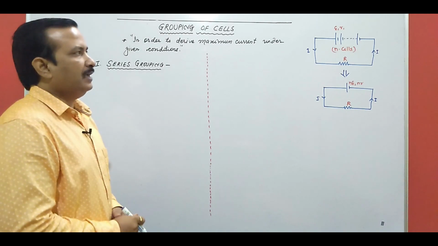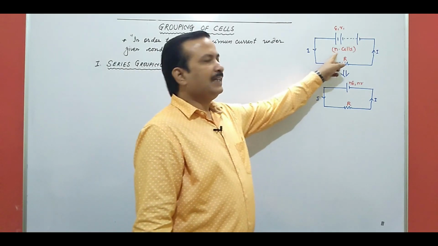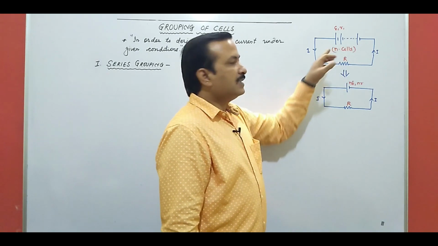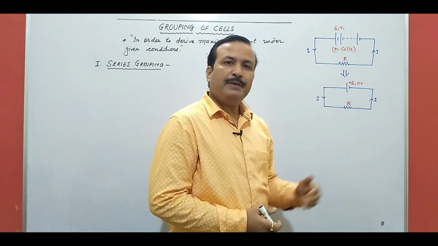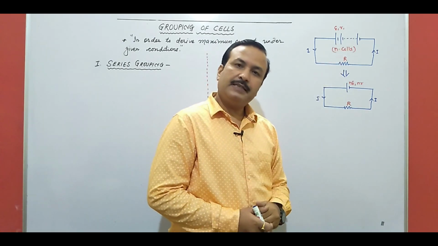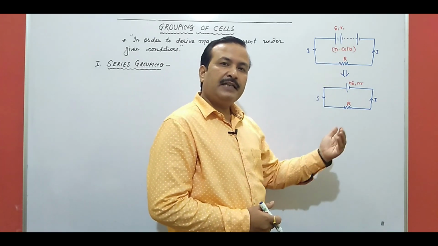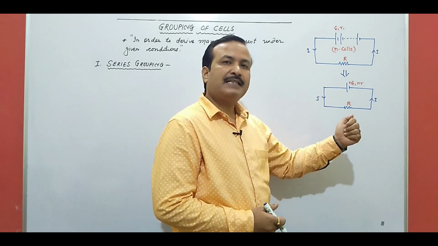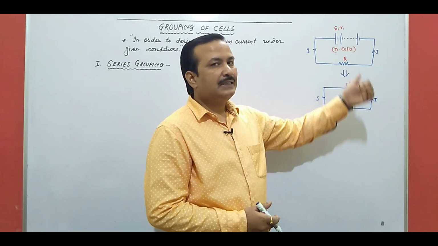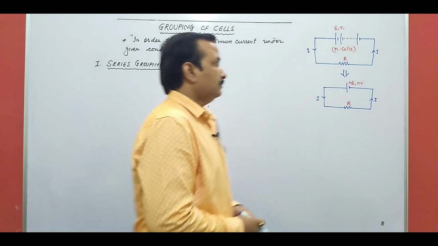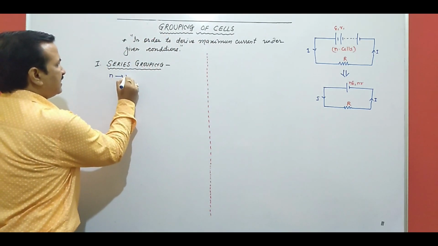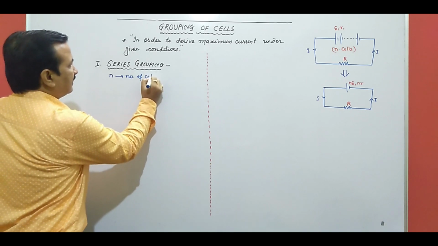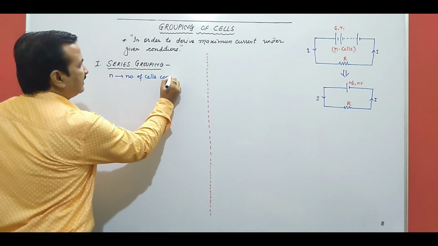In series grouping, you see we have connected n number of cells. Series grouping means the negative terminal of the first cell will be connected to the positive terminal of the second cell. Again, the negative terminal of the second cell is connected to the positive terminal of the third cell, and so on. So here we have taken n as the number of cells connected in series.